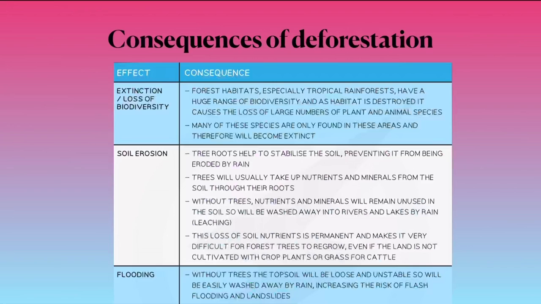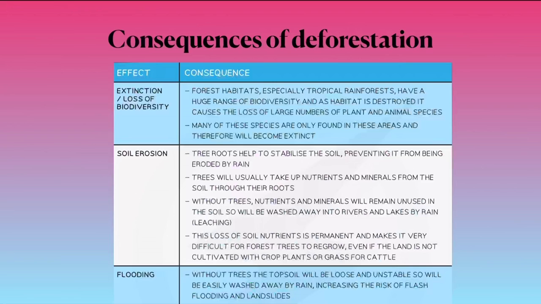The consequences of deforestation: the extinction or loss of biodiversity will occur. This is because the forest habitats, especially the tropical rainforest, have a large range of biodiversity, which will be destroyed, decreasing the number of plant and animal species. Many of these species are found only in these areas and may become extinct.